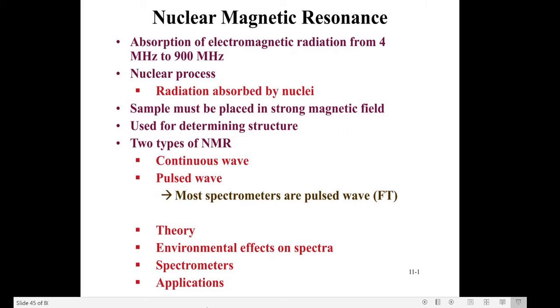This radiation is absorbed by the nucleus or nuclei of the compound. It may be the cell, it may be the compound. Every compound has nuclei, right? That nuclei we can understand at the nuclear level. So it helps to understand the atoms of the carbons and hydrogens. Two types of waves are used in NMR, that is continuous waves and pulse waves.